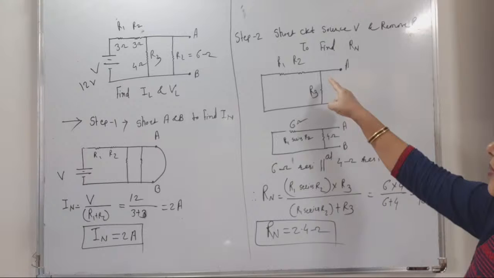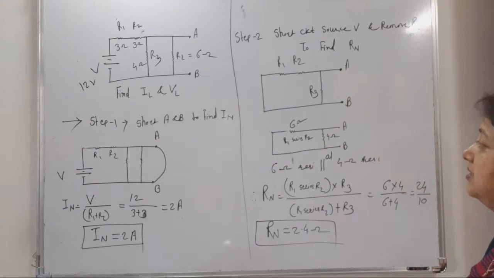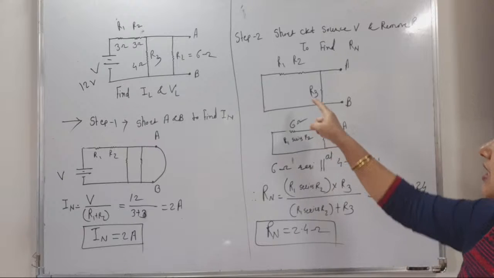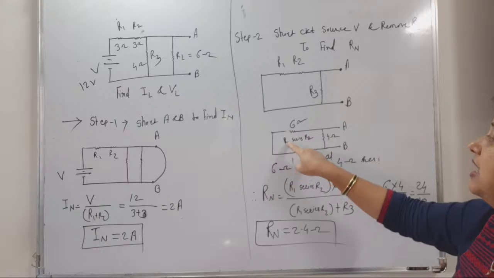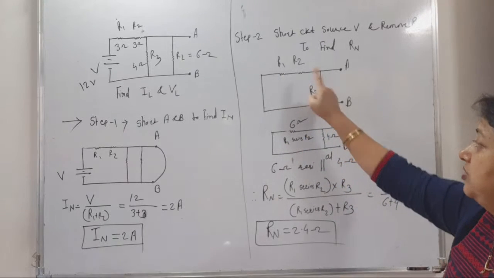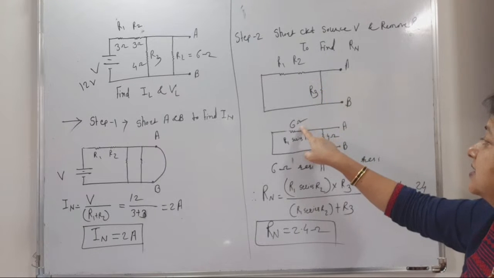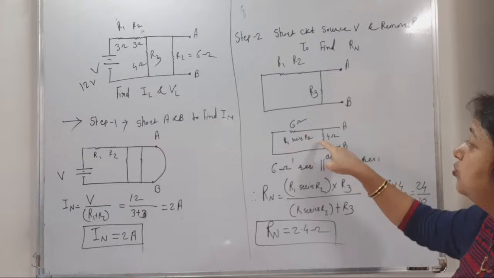So our diagram becomes like this when we remove the source and when we remove the load resistance. Our circuit diagram, by combining these two in series, the value is R1 series R2 is 6 ohm, because this one is 3 ohm, this one is 3 ohm, 3 plus 3 is 6, and here R3 is 4 ohm as it is. So these two are in parallel.